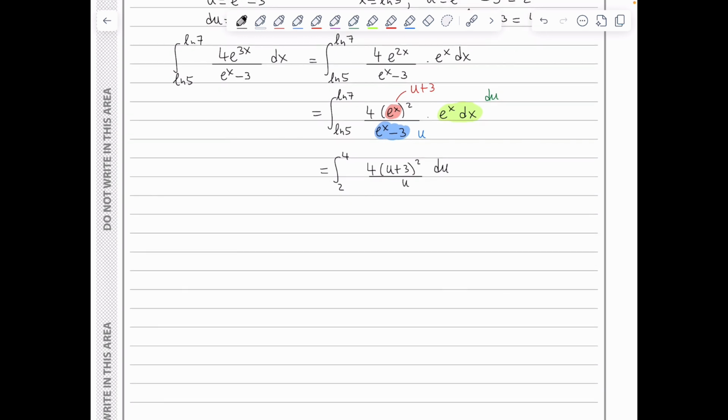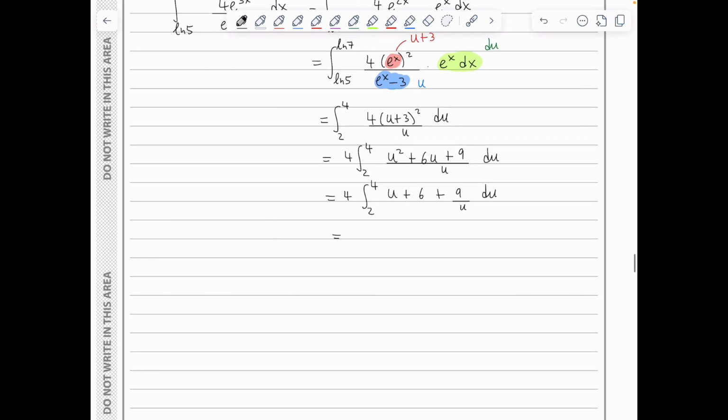I will take the 4 out, so it's 4 times the integral from 2 up to 4 of (u squared plus 6u plus 9) all divided by u du. And we're looking at 4 times the integral from 2 up to 4 of u plus 6 plus 9 over u du. I can proceed with integrating.